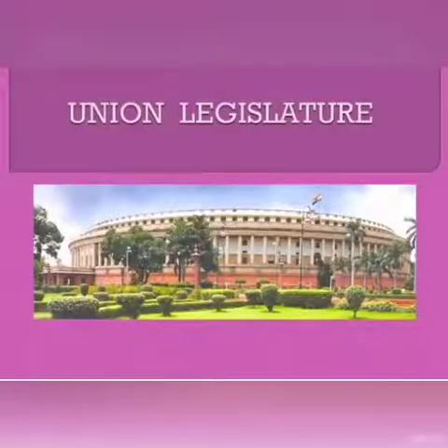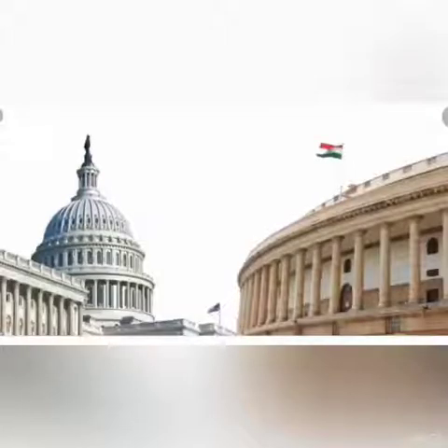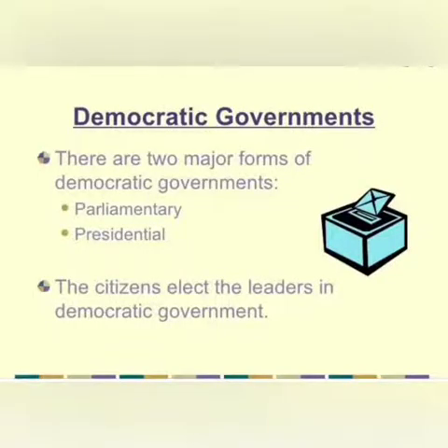Good morning students. Today we shall study chapter 3 of Civics, which is about Union Legislature. So let's start the chapter with the types of democratic governments. In democratic governments there are two major forms, and these are parliamentary and presidential.